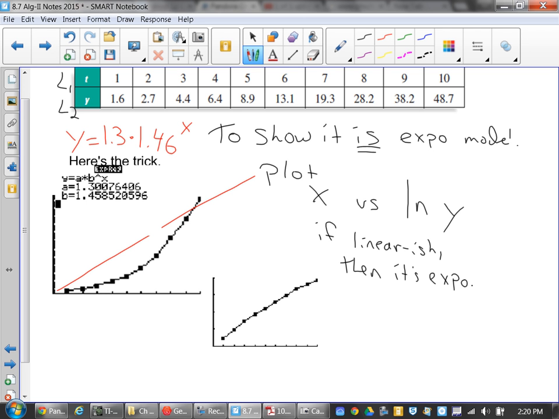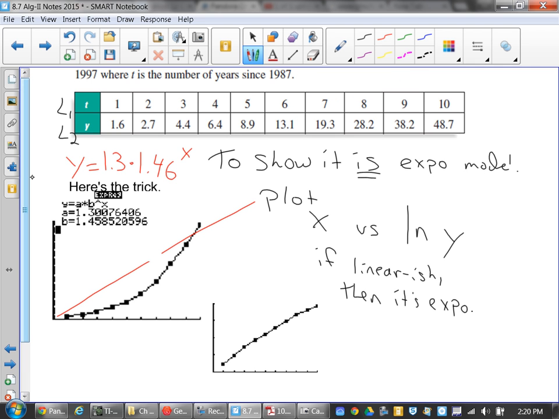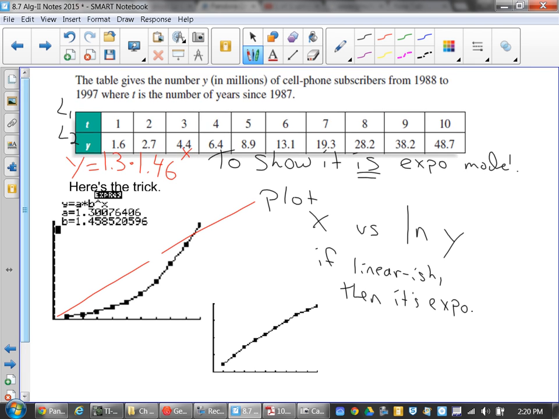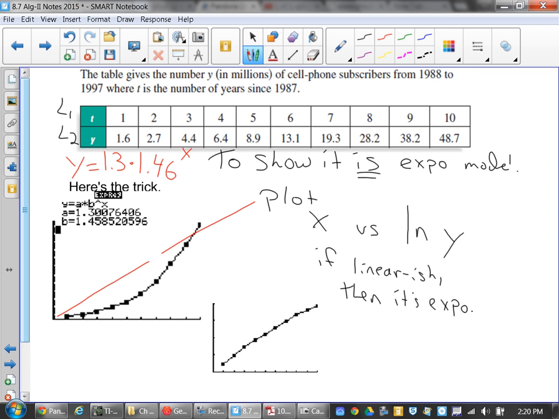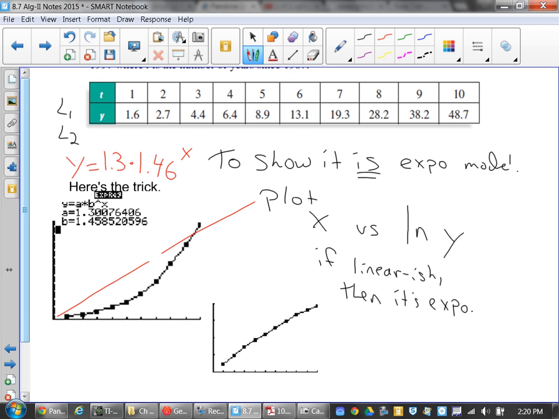Okay? So doing all of that, verifying that it's exponential, gives you a generic equation, which means you could use it. The table gives you the millions of cell phone subscribers from 88 to 97, or the number of years since 1987. I think the question was to estimate when they had so many more cell phones.